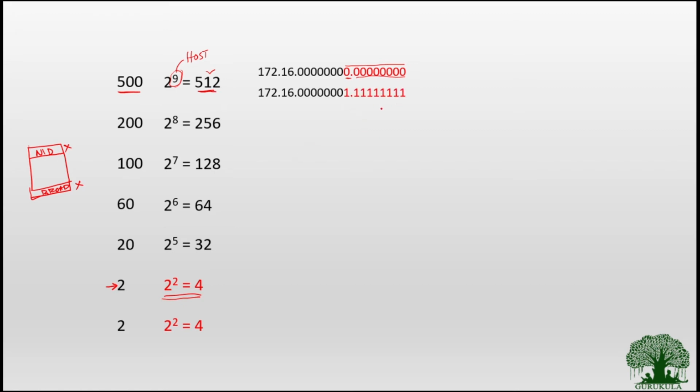So this is sufficient. Then I will have to find the last address. If 9 bits of zeros is the first address, then 9 bits of 1 will be the last address, keeping the network part unaltered. Right. So now I can convert this into decimal form.